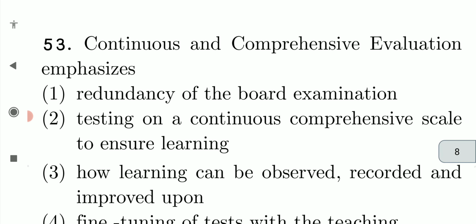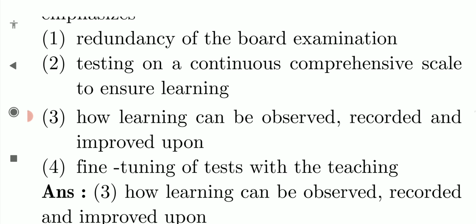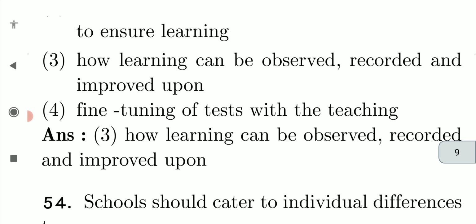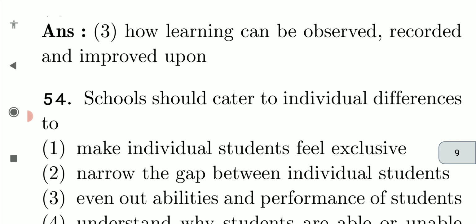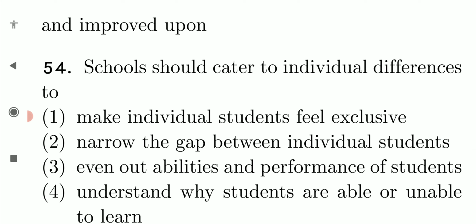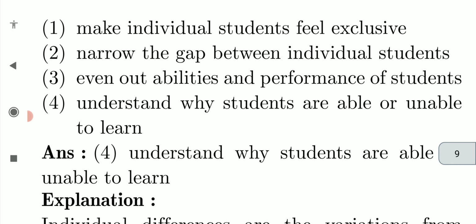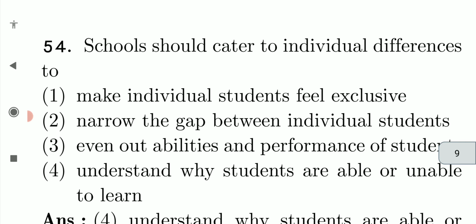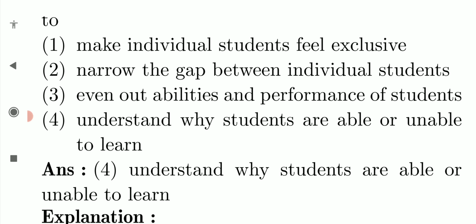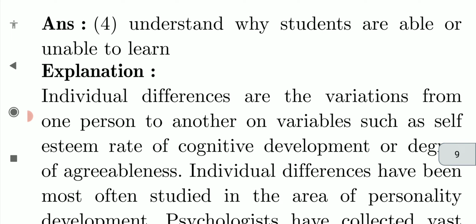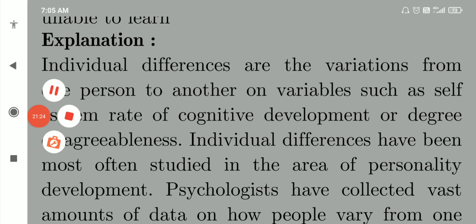Continuous and comprehensive evaluation emphasizes how learning can be observed, recorded, and improved upon. That is what continuous evaluation is. Schools should cater to individual differences to understand why students are unable to learn. Individual difference means to understand why the students are able and unable to learn.